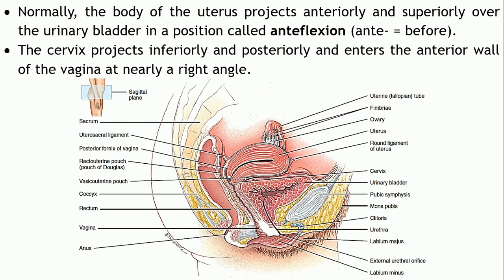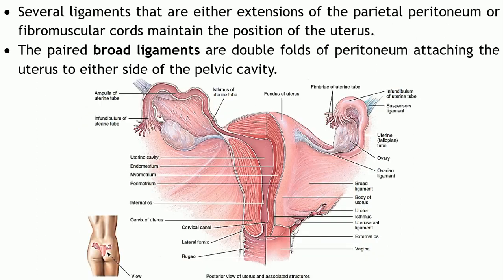Now the position which the uterus occupies: it is projecting anteriorly, as you can see, this is the anterior portion, this is the posterior portion. It projects anteriorly and superiorly over the urinary bladder, and this position is known as anteflexion. Ante means before. And the cervix projects inferiorly and posteriorly, and it enters into the vagina at almost a right angle.